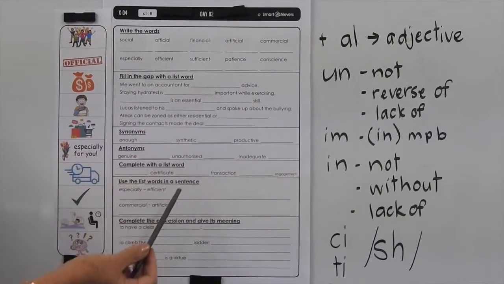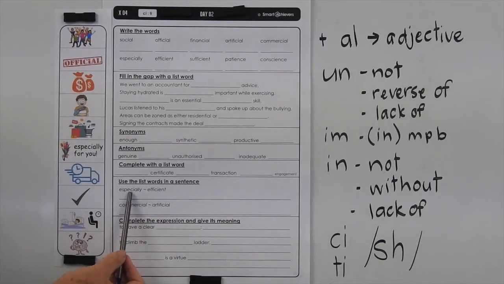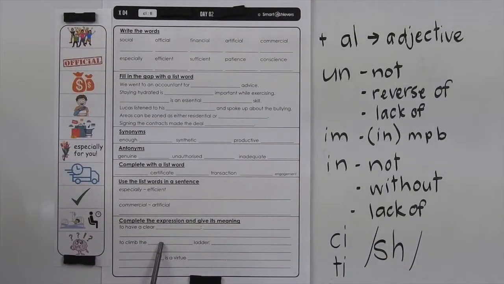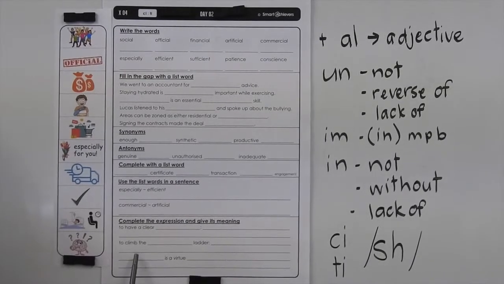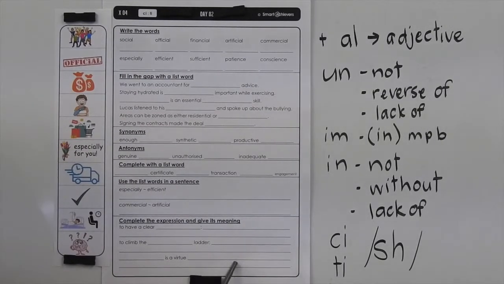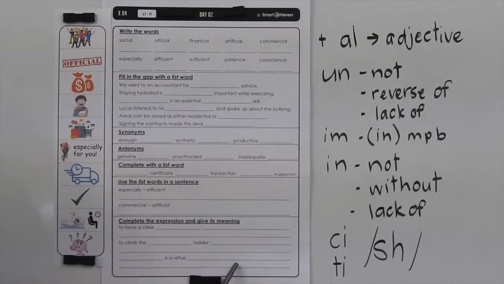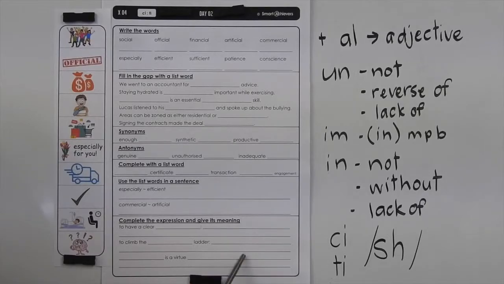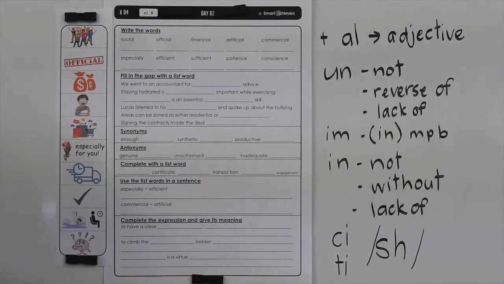You're going to use the list words from above, of course, and we want you to use the list words in a sentence. You've got 2, you've got especially and efficient in one sentence, and commercial and artificial in another sentence. Now, complete the expression and give its meaning. So to have a clear conscience, what does that mean? To climb the social ladder, what does that mean? And patience is a virtue, what does that mean? So you've got quite a bit to work on there. You may need to discuss these expressions within your group to work out what their meanings are, or you could research them.